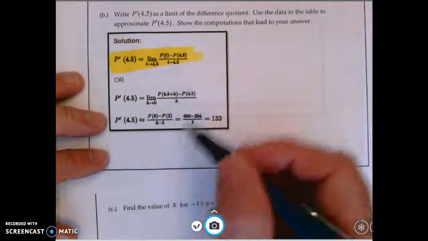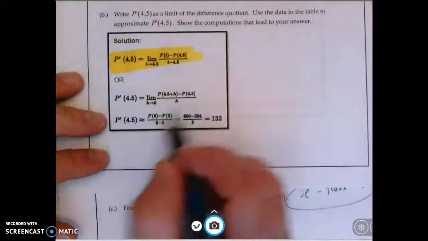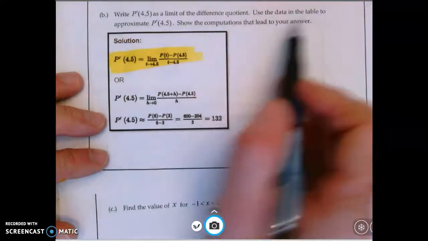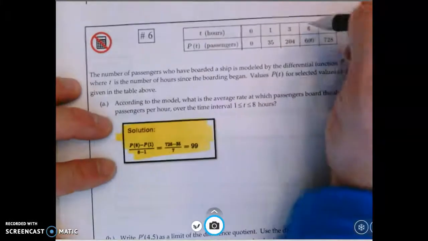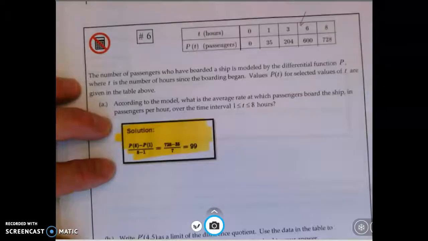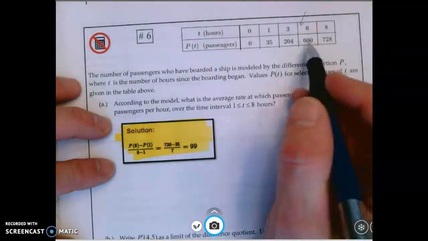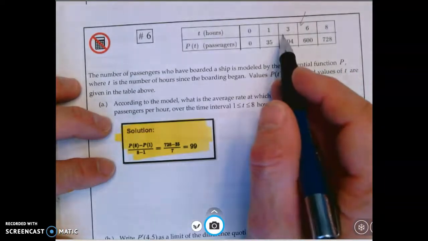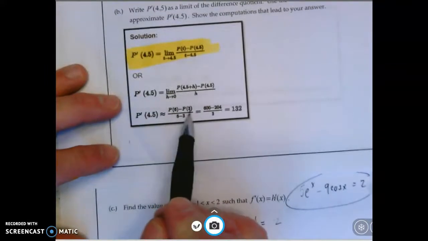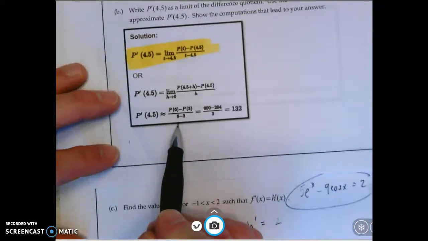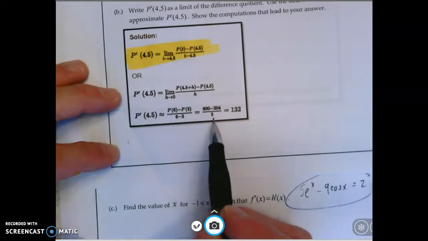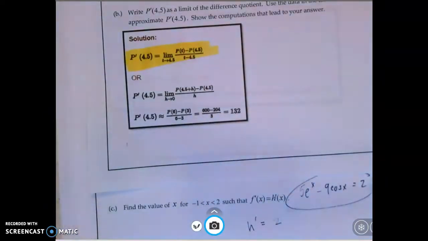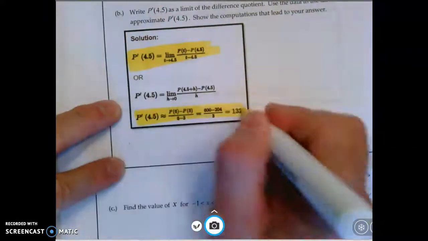All right. Then from here, it says show the computation, use the data in the table. So I go up here, and I'm looking for 4.5, so I'm looking for in between this one. So I need to do P of 6 minus P of 3, all divided by 6 minus 3. From the table, we have 600 minus 204 over 3, which gives us 132.